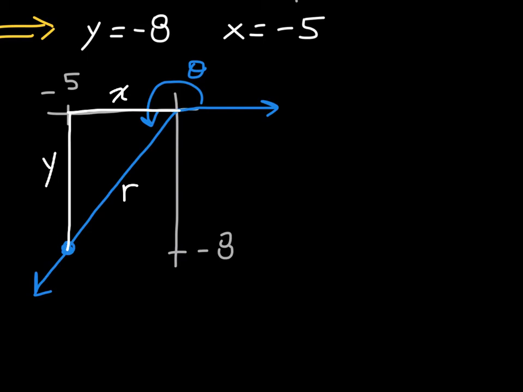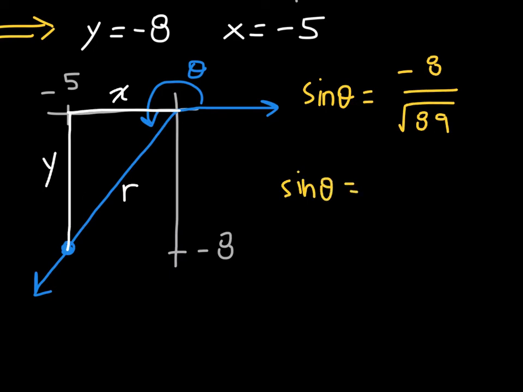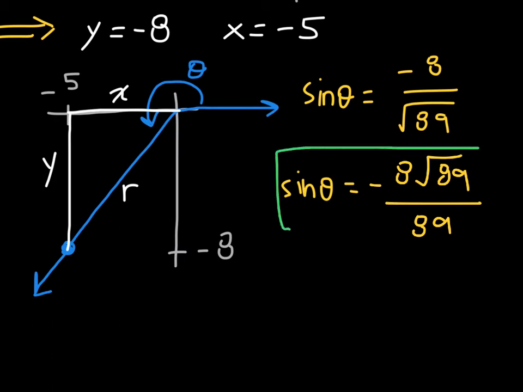All right, we need to figure out sine of theta. Sine of theta is defined to be y over r, so it's negative 8 over the square root of 89, right? When we rationalize, we multiply the numerator and the denominator by the square root of 89, and that gives us negative 8 root 89 over 89. This is the final answer for sine of theta, simplified and rationalized. Okay, let's keep going.